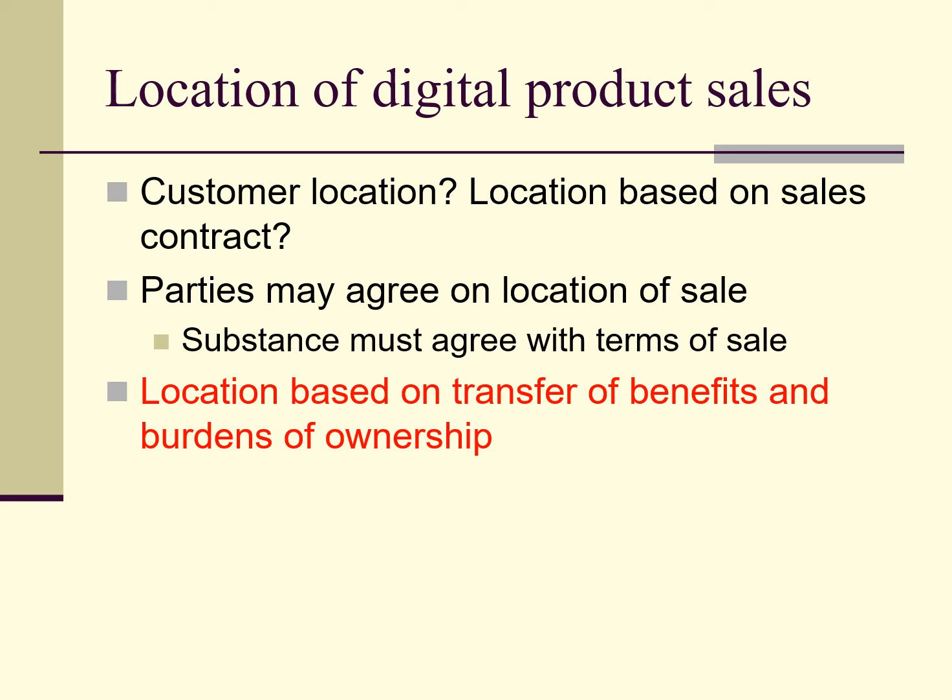If the location of the sale cannot be identified based on the contract, then the location is ordinarily where the benefits and burdens of ownership transfer to the customer. The benefits and burdens may transfer, for example, when the software is successfully recorded on the computer's hard disk. In this case, the location is the customer's computer.